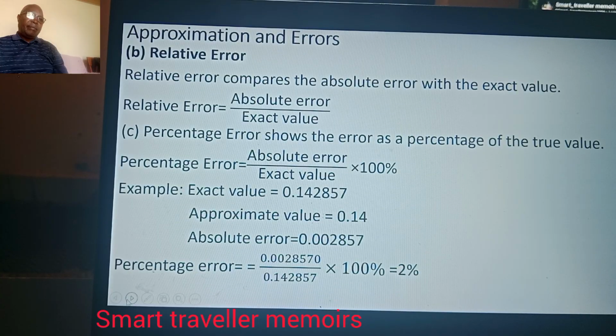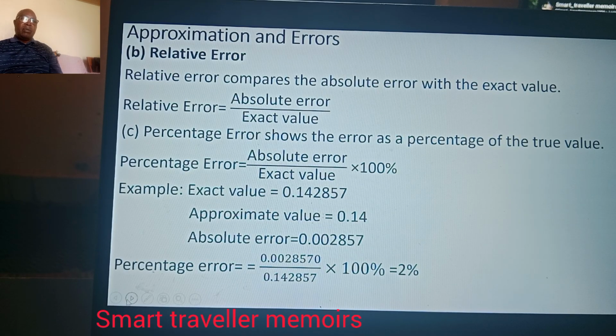Relative error. Relative error compares the absolute error with the exact value, and it is given by absolute error over exact value. The third type of error is percentage error, which shows the error as a percentage of the true value, and therefore it is given by absolute error over exact value times 100%.